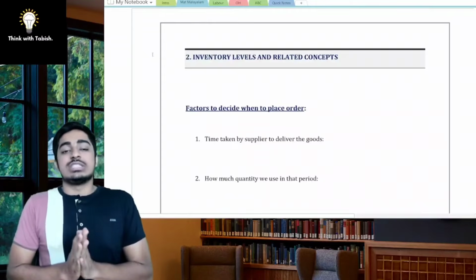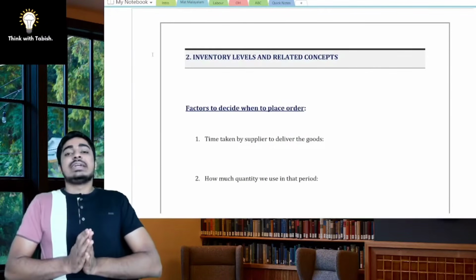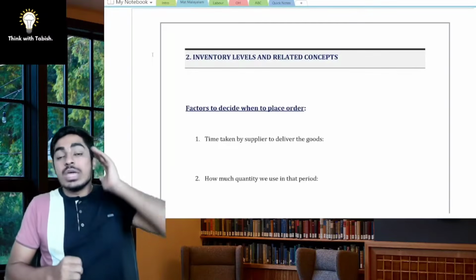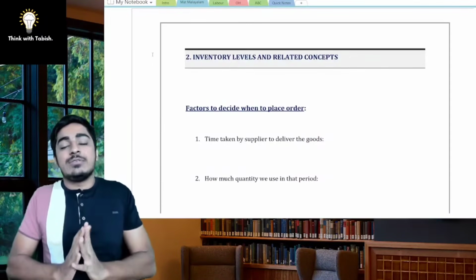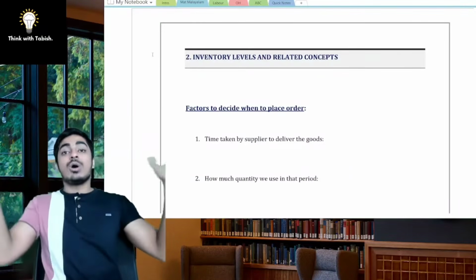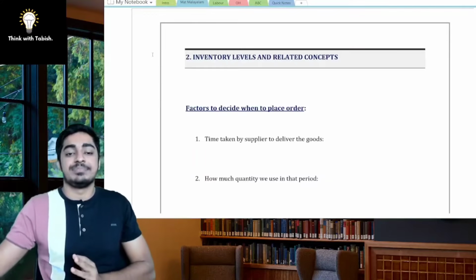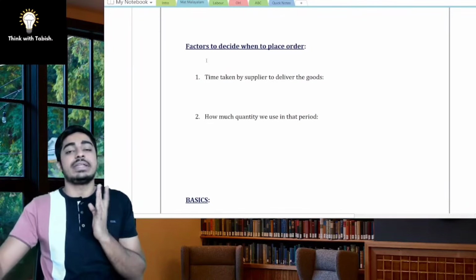Going to the next concept, inventory levels and related concepts. Yes, it answers the question when we should place order for raw material, how much units of raw material we should have, how much time the supplier takes to deliver the raw material. All these things have to be kept in mind. Yes. So what are the factors to decide when to place order for raw materials?